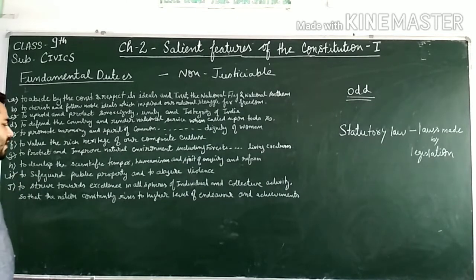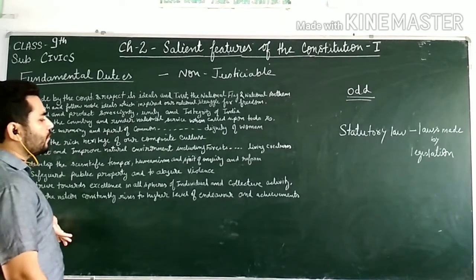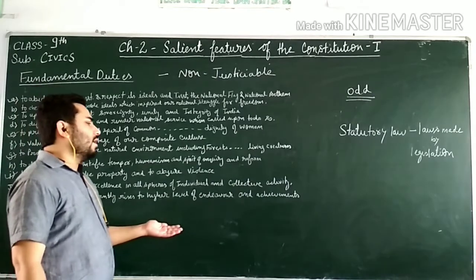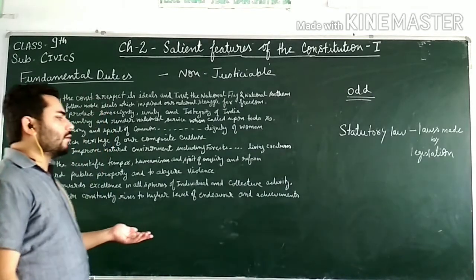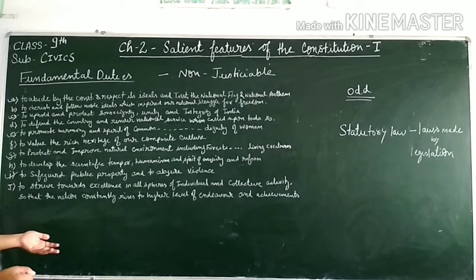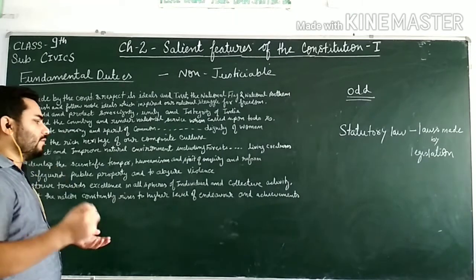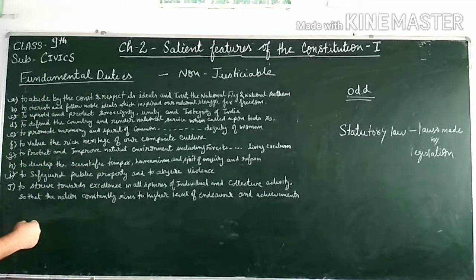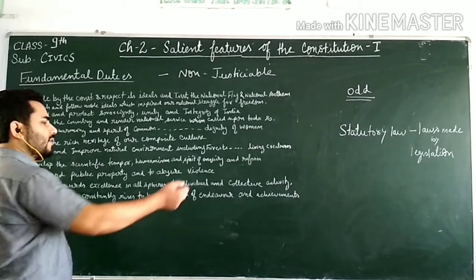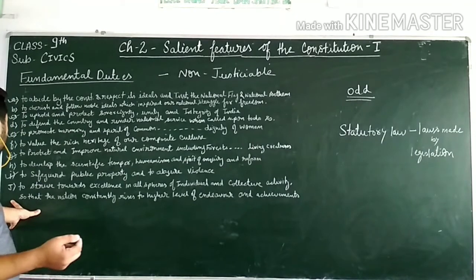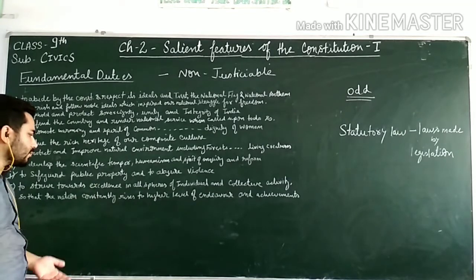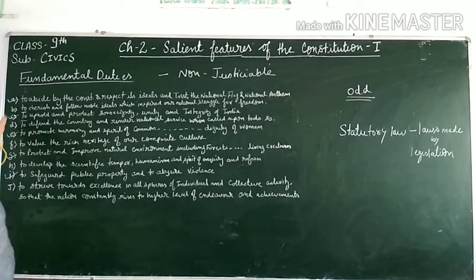Then to strive towards excellence, this is the last one, to strive towards excellence in all spheres of individual and collective activity, so that the nation constantly rises to higher ideals of endeavor and achievement. Whichever your capacity is, individual or collective, you should have excellence in that, so that our country achieves a higher level of achievements. Suppose you are a cricketer, you should have excellence in that. Cricket is a collective activity, 11 or 12 players play together, and they win for India. Likewise in other spheres also, you should have excellence in whatever you are doing. So these were the 10 fundamental duties.